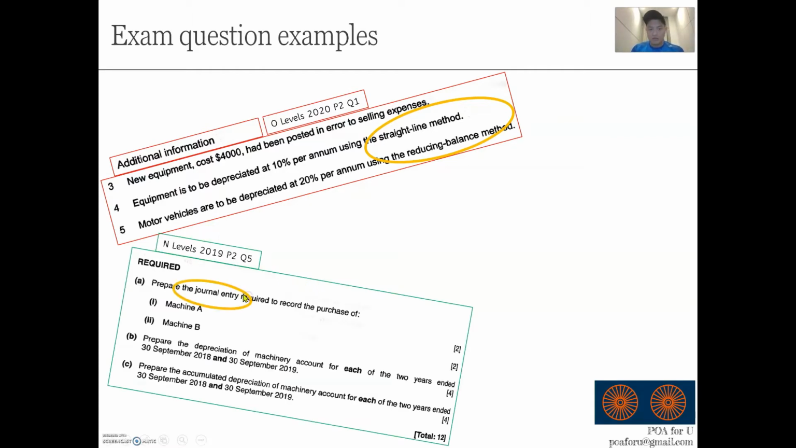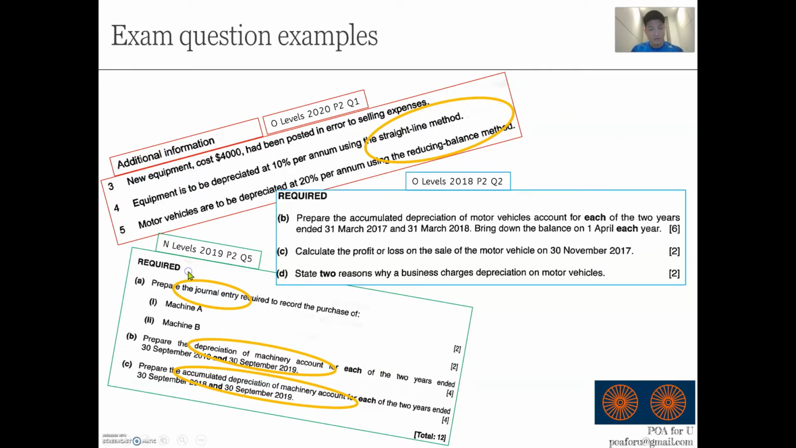They would also ask you to calculate journal entries. So they could be standalone questions, like this, whereby it's specific on non-current assets, and they ask you to work out the journal entries when you purchase a non-current asset, or to prepare a depreciation and accumulated depreciation account across different years. And this is for N levels as well. O levels, they're asking the same thing.